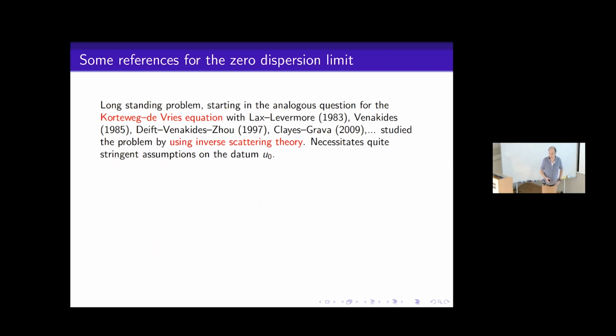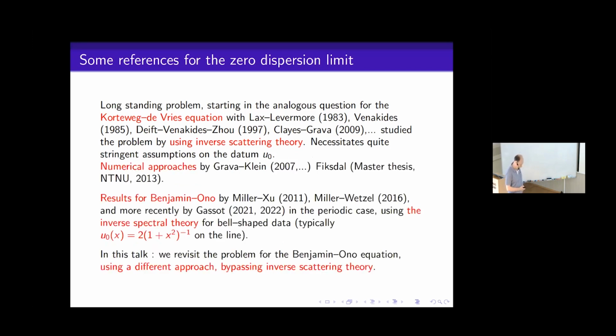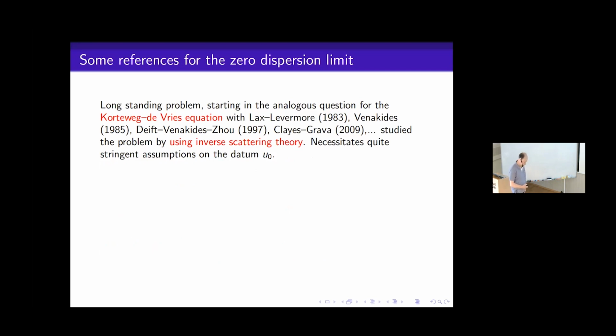Of course, I'm not the first one who studied that kind of problem. Particularly, there is a long-standing problem connected to the Korteweg-de Vries equation, and this started with a famous series of papers by Peter Lax and David Levermore. And then Venakides, Deift, Zhou, Venakides, Zhou, Claeys and Grava. They studied this by inverse scattering theory.